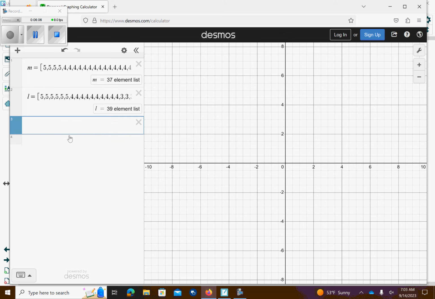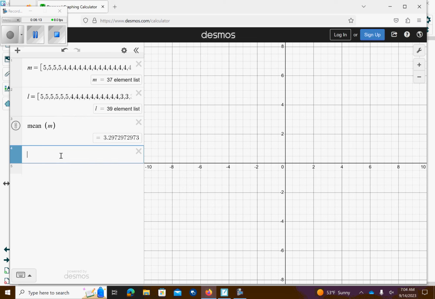And so we want to find the mean. If I find the mean of M, if I find the mean of L, Washington has a score of 3.205, that's the mean, and Lincoln has an average of 3.30. And then which had the higher mean? Well, it appears Lincoln does.